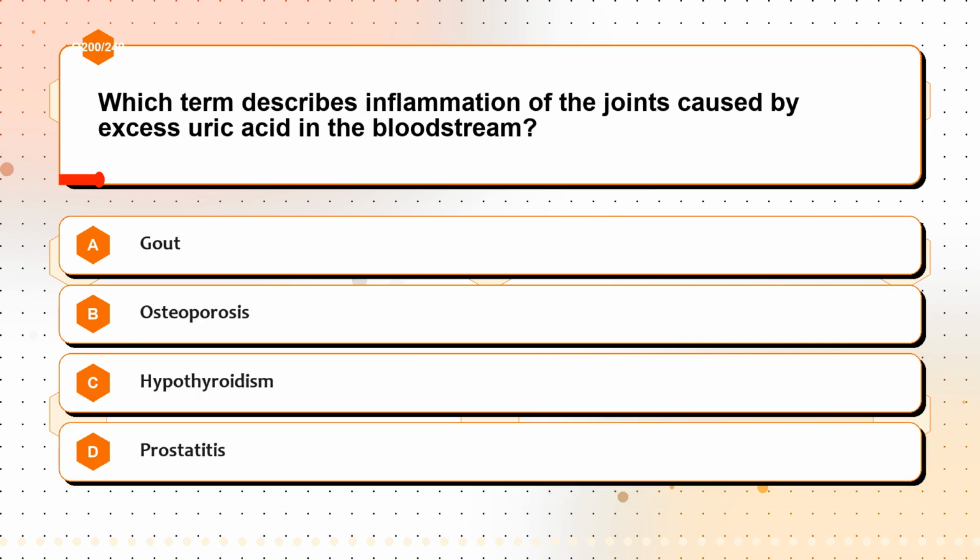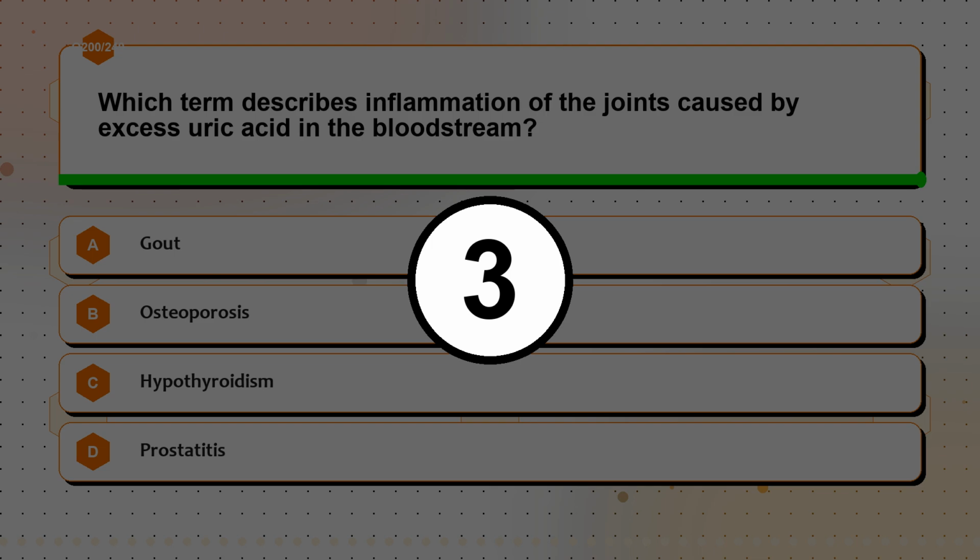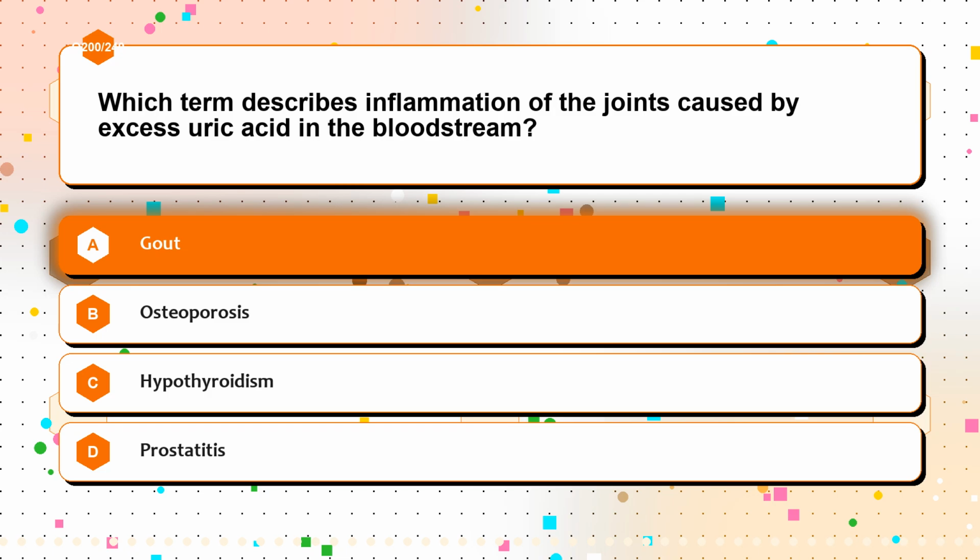Question 200. Which term describes inflammation of the joints caused by excess uric acid in the bloodstream? Here are the options. Option A, gout. Option B, osteoporosis. Option C, hypothyroidism. Option D, prostatitis. The correct answer is option A, gout.